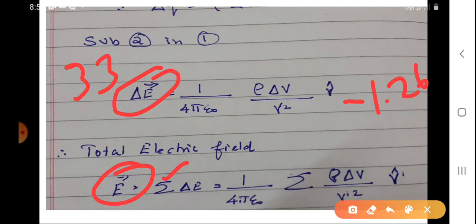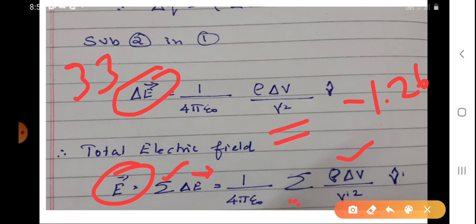What kind of symbol I have used? Summation. Summation of delta E, over that you put one very small arrowhead. Summation over delta E is equal to 1 by 4 pi epsilon naught summation over all delta V. Here down I have to write all delta V. Okay, I missed it. You write it. All delta V summation over rho into delta V by R dash square.